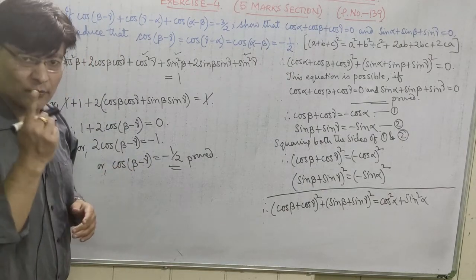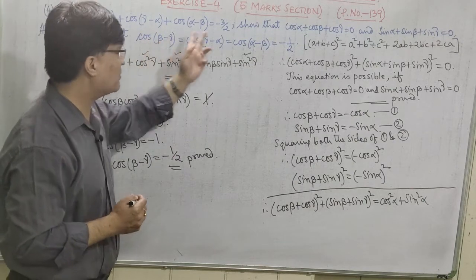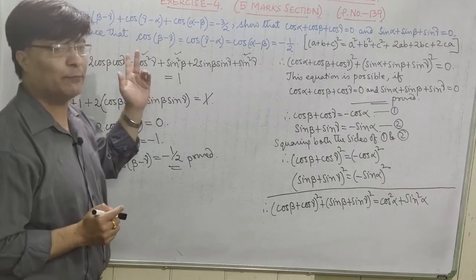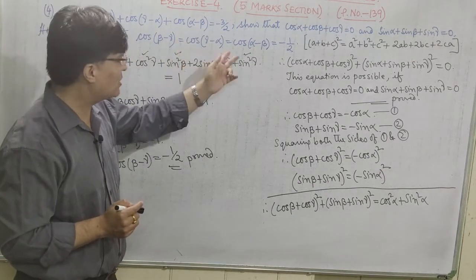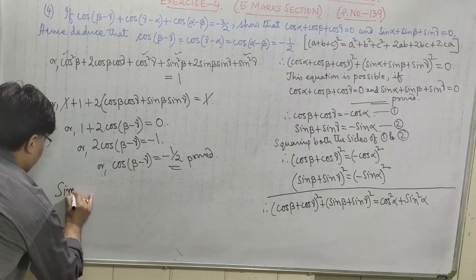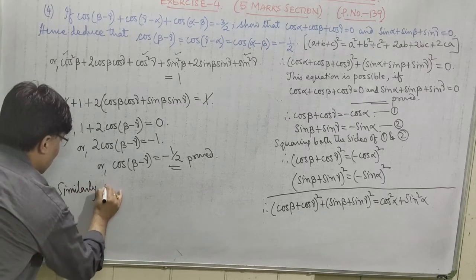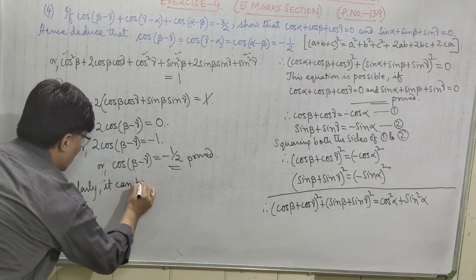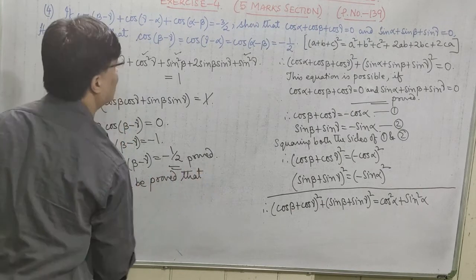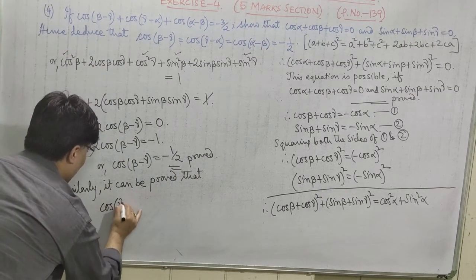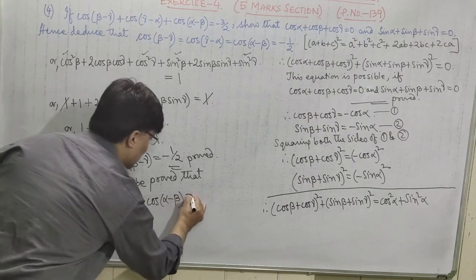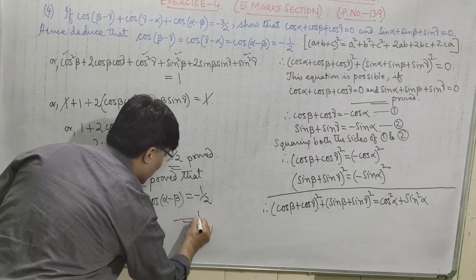So we have shown the first one, that is, we have proved that cos of beta minus gamma is equal to minus half. Then for the next two, we can write down that similarly it can be proved that cos of gamma minus alpha is equal to cos of alpha minus beta is equal to minus half. So let us write here, similarly it can be proved that cos of gamma minus alpha is equal to cos of alpha minus beta is equal to minus 1 upon 2.